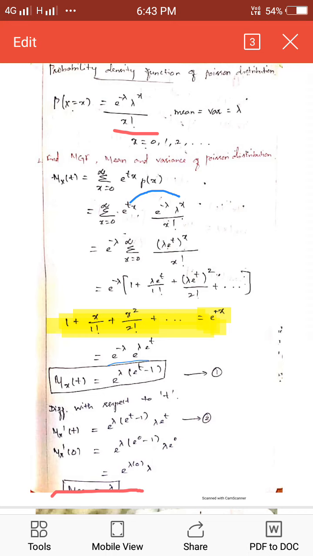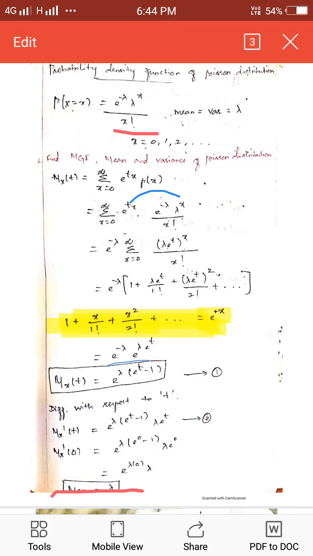Let us see, 4th semester CSE and ECE students, how to find the moment generating function, mean and variance of the Poisson distribution. The probability density function of Poisson distribution is P of X equal to x, which is equal to e power minus lambda, lambda power x by x factorial. Here x takes the values 0, 1, 2, etc.